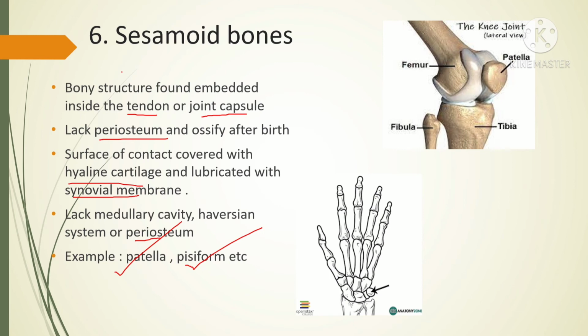What are sesamoid bones? Sesamoid bones are bones found embedded inside a tendon or a joint capsule. They are present beneath the tendon, where the tendon attaches the muscles and the bones, or in relation to a joint capsule. They lack medullary cavities, periosteum, and the Haversian system. The Haversian system is usually found in bones. The surface of contact is usually covered with hyaline cartilage, and lubrication is done by the synovial membrane. Examples are the patella and pisiform, etc.